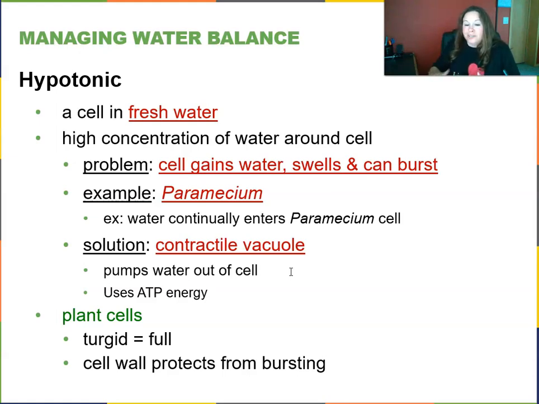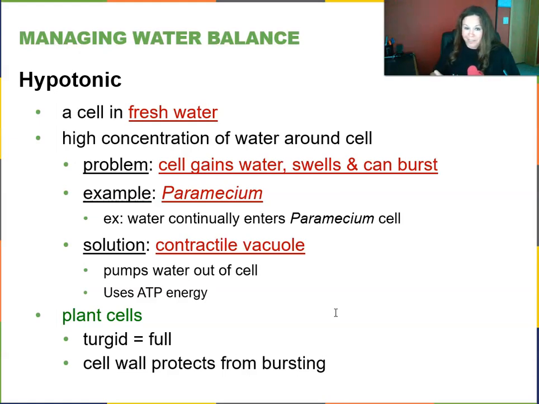So if you're a single-celled organism like a paramecium, which is a protist, or an amoeba, or even a bacteria, and you're living in fresh water that doesn't have a lot of solutes in it, you're living in a hypotonic environment. That means that water is going to move by osmosis or diffusion into you. And if water keeps moving into you, you could burst. That's called cell lysis when that happens.